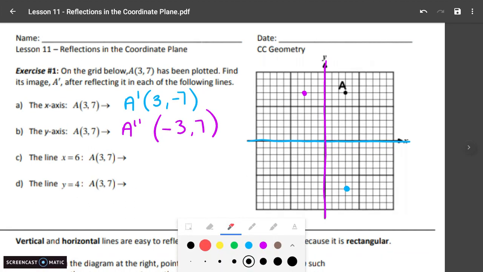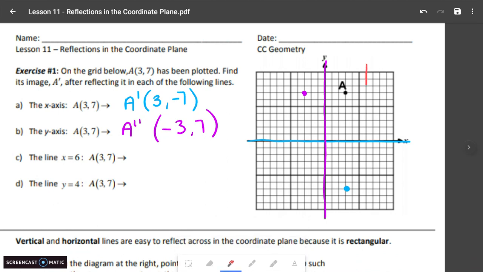The next line is x equals 6. Now remember, x equals means it's a vertical line because everywhere along the line the x value should be 6. So that line is here. Same thing, we're going to count 3 units to the right this time so that A is on that line, and then 3 units past. So that would be at (9, 7).